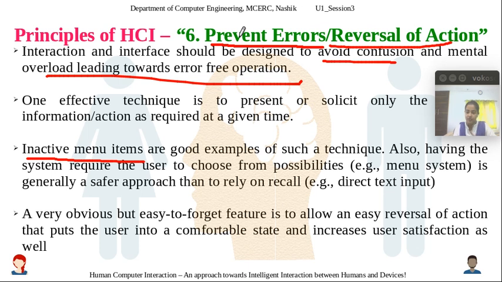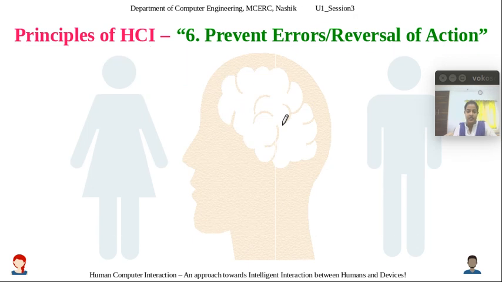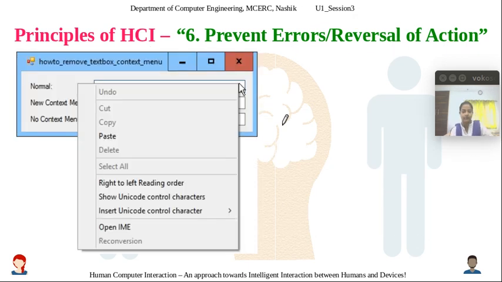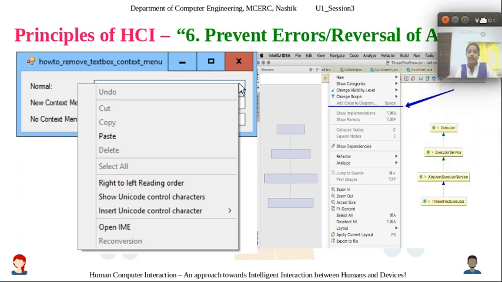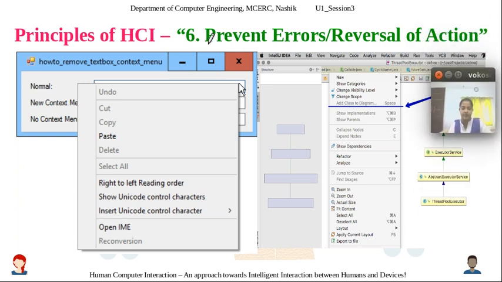Either you make your interface so good that there are no chances to make errors, but considering the possibility that the user can make mistakes, there should be some way to reverse the effect of your action. Now let's discuss the examples of it. These are examples of inactive menu items, which are for prevention of errors. All these examples are for the prevention of errors.